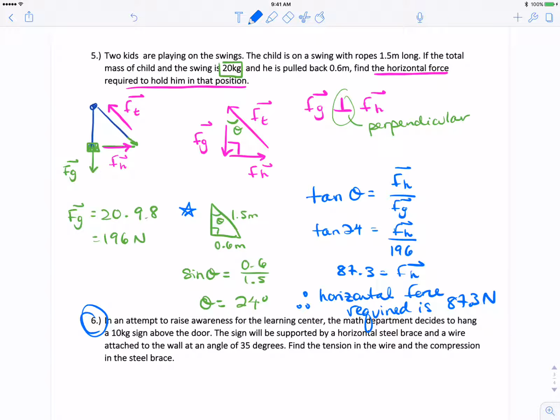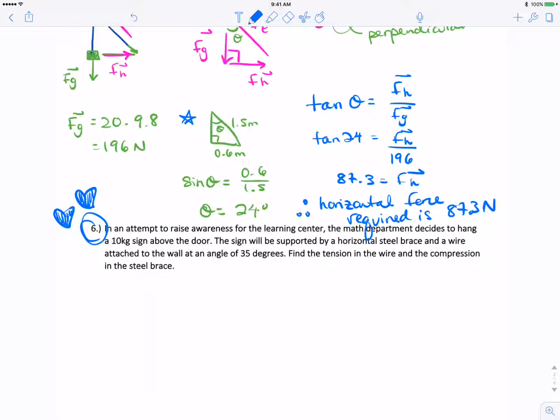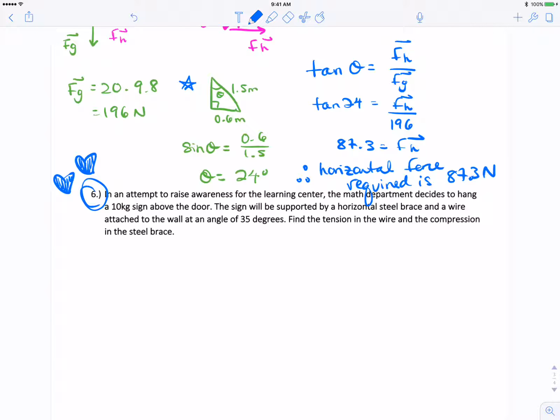Question number 6 is our very last one, and it's my favorite one. I love this kind of question. Like, love it. Look at those beautiful hearts. That's true love. So, if you don't have this, oh, it's sad.